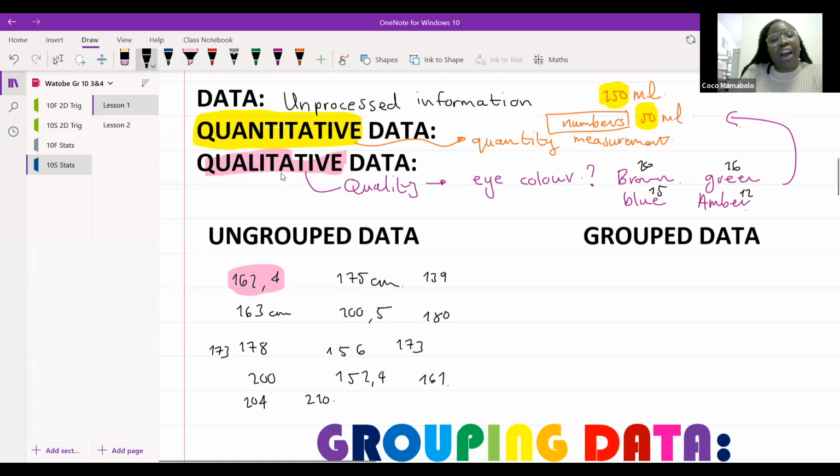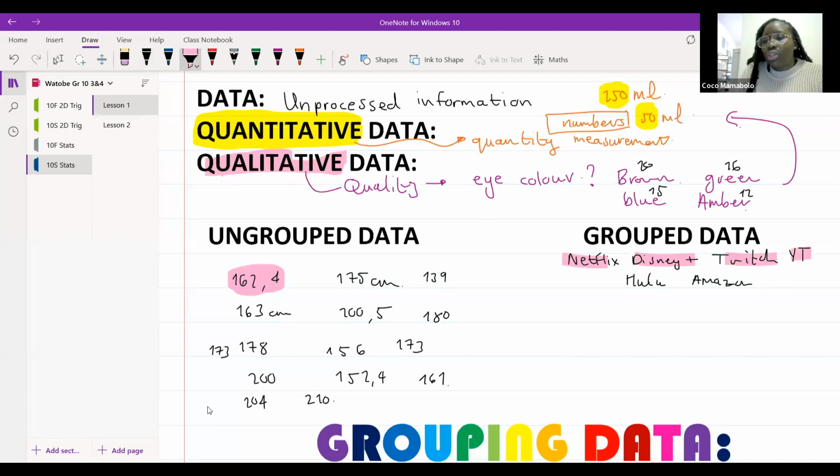Grouped data, however, is if I ask everybody, what is their favorite streaming platform? Now, everybody tell me, guys, what is your favorite streaming platform? Is it Netflix? Is it Disney Plus? Is it, okay, Twitch? We'll take Twitch as well. Is it YouTube? Is it Hulu? Is it Amazon Prime? What is it? Okay, good. So this is already grouped for us, right? Because instead of having all these different answers, I'm only going to consider these categories. So it's grouped for me by category.